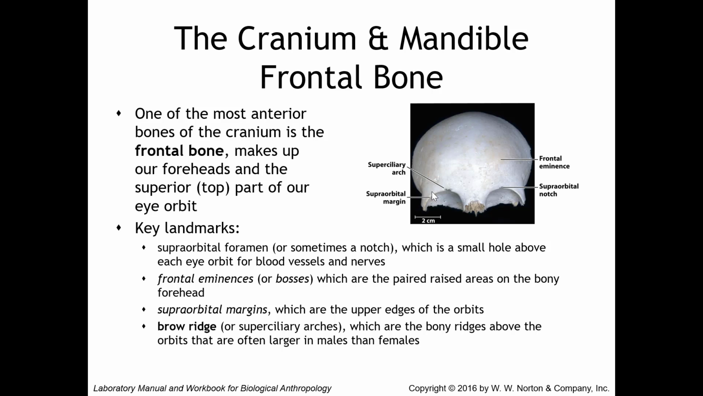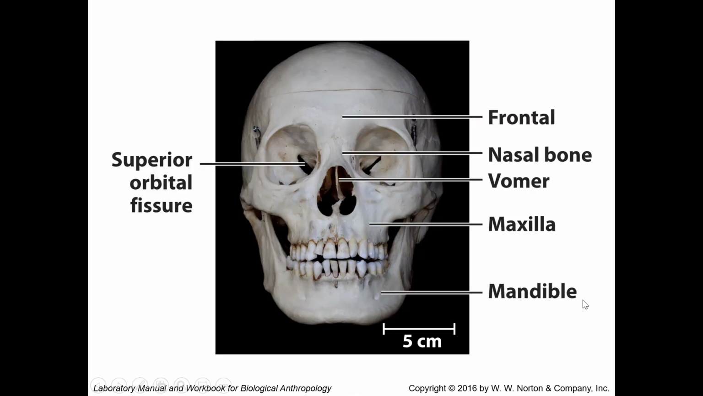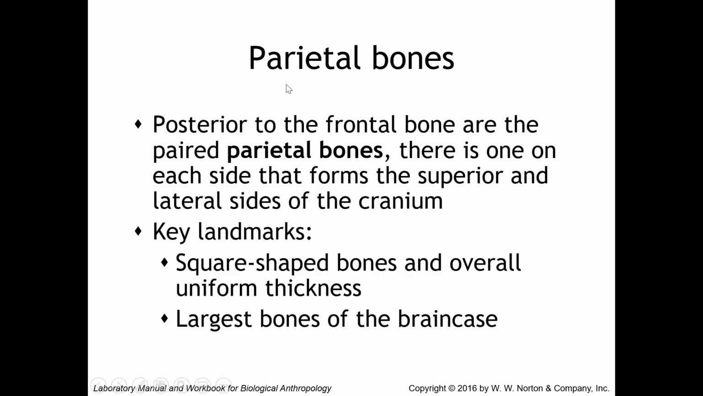After that, you've got your supraorbital margins, right? These are the upper edges of your orbits. So right around your eyebrows, if you go ahead and feel that, or right under them. Then you've got your superciliary arches or your brow ridge, and that's this right here. These are the bony ridges above the orbits, and they're often larger in males than they are in females. And this is important, again, when we're talking about sex determination in a cranium. So here you go again is your frontal bone on a model cranium, and you can see that it extends all the way back.